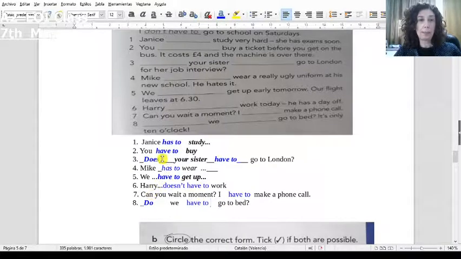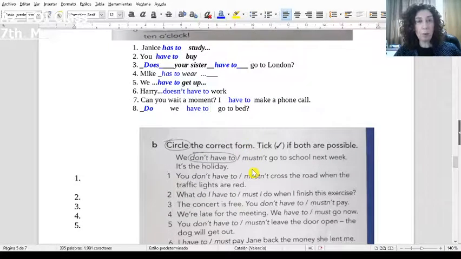Per tant, per a l'afirmativa serà have to més infinitiu. Si és tercera persona del singular, has to més infinitiu. Per a negar, don't o doesn't have to més infinitiu. I per a interrogativa, do o does, per a tercera persona del singular, have to més infinitiu. Clear? Bueno, doncs enviarem més deures per a casa.